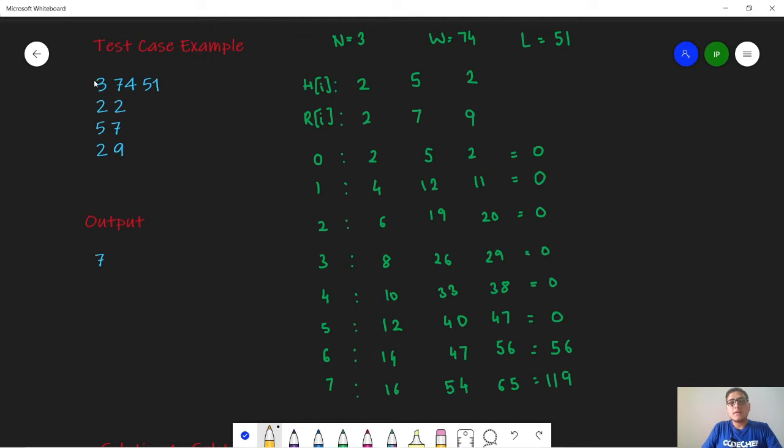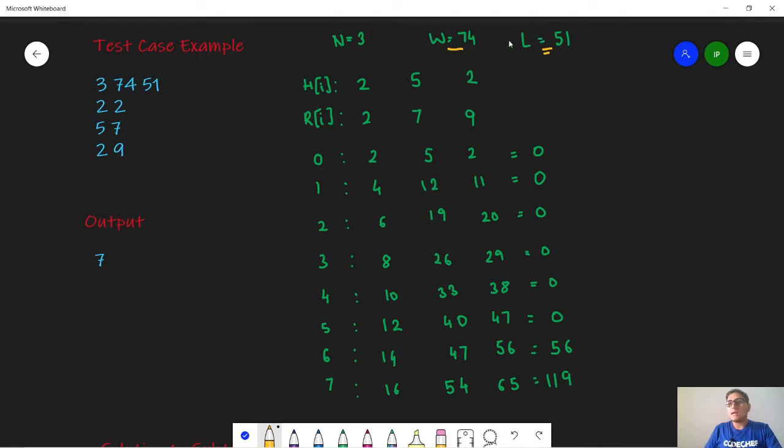In the first test case, we are given the number of trees as 3. The order is given to us as 74 and the limit from which we can cut the tree is given to us as 51. Now the descriptions of trees are given. The first tree has height 2 and rate of growth 2. The second tree has height 5, rate of growth 7. The third tree has height 2 and rate of growth 9. So now in month 0, that is we do not wait, initially we have 2, 5 and 2 as the heights of the trees.